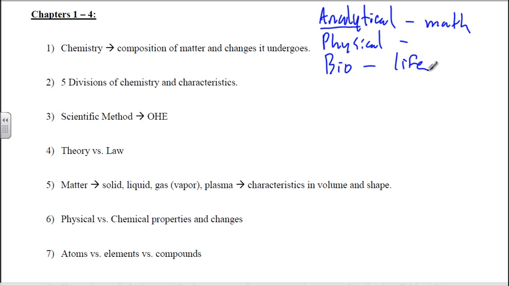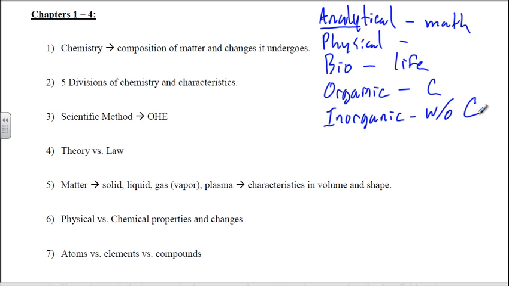All right. And then there is organic chemistry. So organic chemistry, one big thing, carbon, C. Organic chemistry is the study of compounds containing carbon. And then the opposite of organic is inorganic. And inorganic is without carbon. Okay? Compounds that do not have carbon. So there's our 5 divisions of chemistry that you need to be aware of. I'll ask a question or two on that.